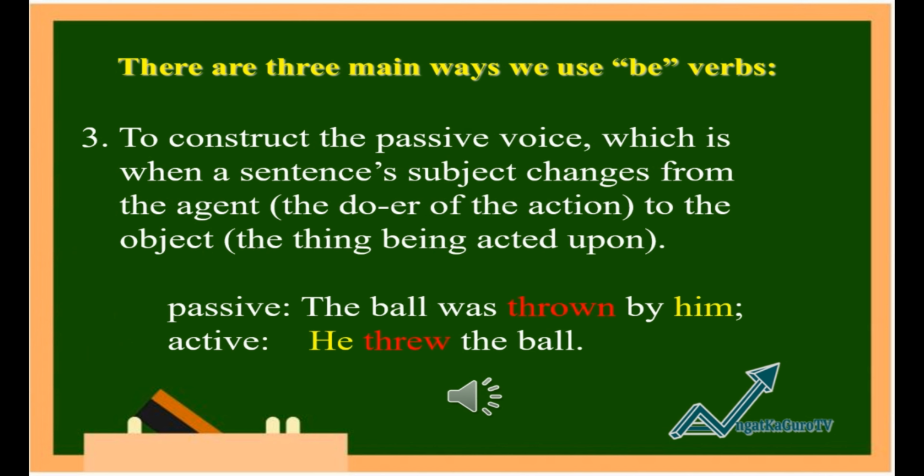We can also use be verbs to construct the passive voice, which is when a sentence subject changes from the agent or the doer of the action to the object, the thing being acted upon. Example, the passive: the ball was thrown by him. And the active voice here is he threw the ball.